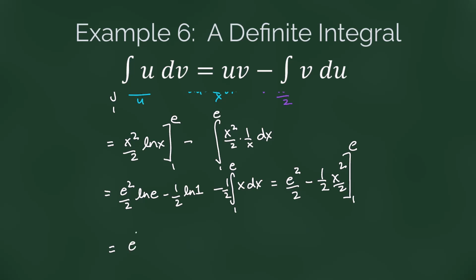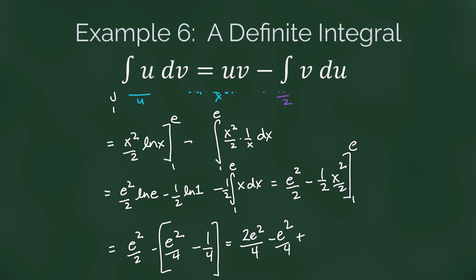This gives us e squared over 2 minus our second integral, which when we plug in e, we get e squared over 4. Plugging in 1 gives us minus 1/4. We'll give ourselves a common denominator to simplify this answer, so we get 2e squared over 4 minus e squared over 4 plus 1/4, which simplifies to e squared plus 1 over 4.